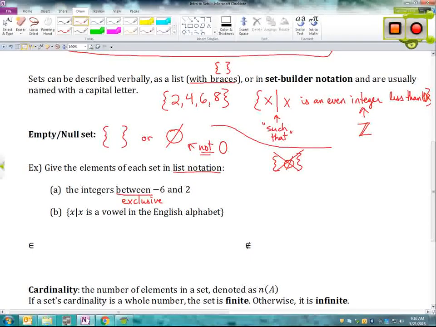Okay, if it said the integers from -6 to 2, then we would include -6 and 2. But in this case, between means don't count those, okay? So this is going to be the set of integers, so those are all the positive or negative whole numbers. And so we have -5, -4, -3, -2, -1, 0, and 1. Okay, again, I did not include 2. And I listed these in numeric order.